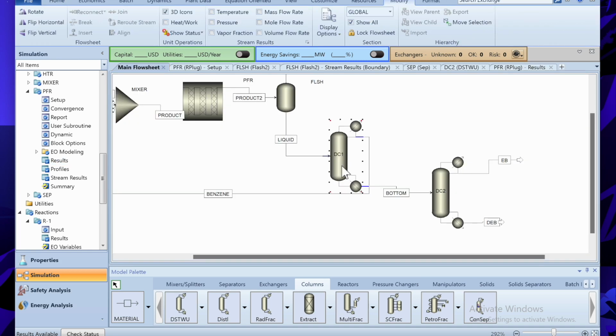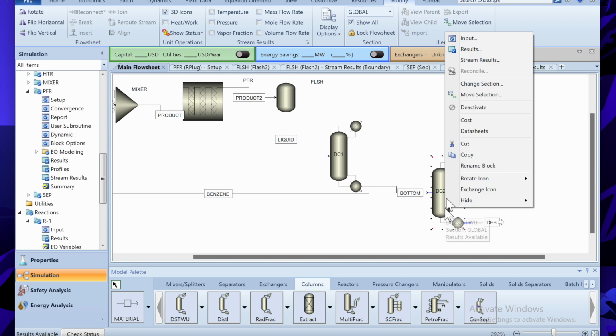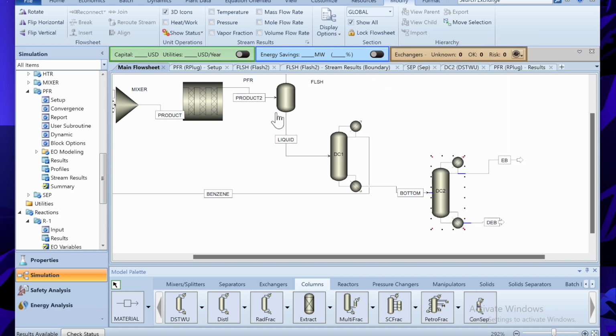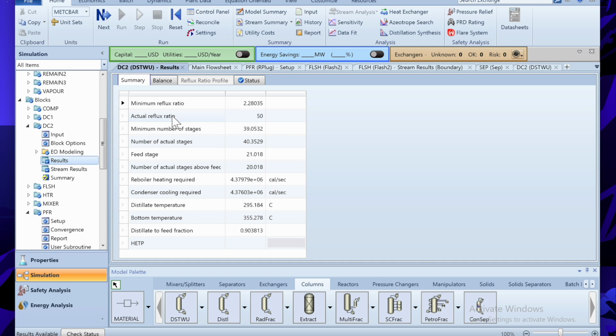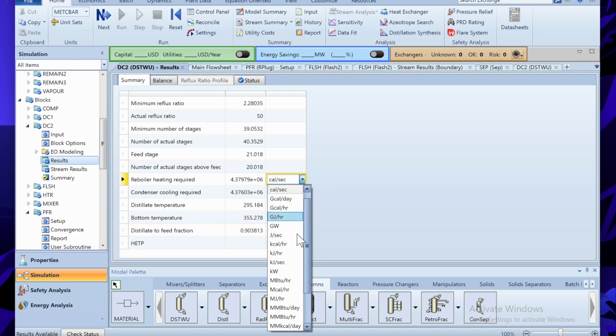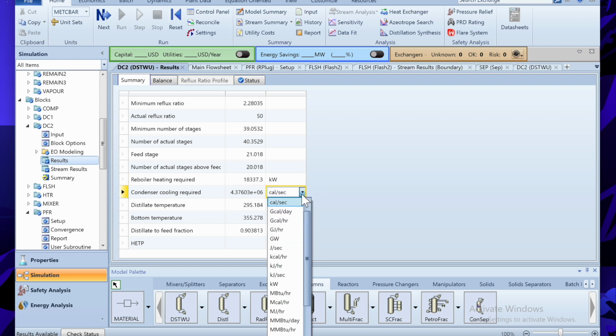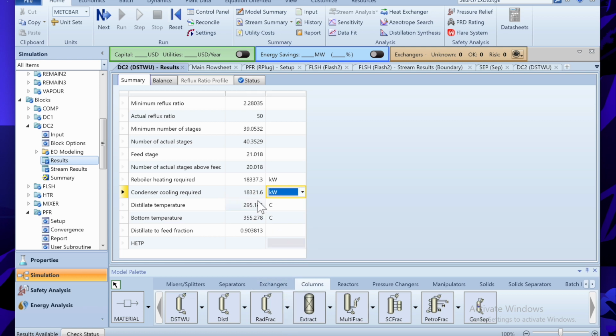You can also check the other results. The minimum reflux ratio is 2.28, your actual reflux ratio is 50, your feed stage is 21, and the actual number of stages is 40. It gives the distillate temperature, bottom temperature, everything. You can find out what different parameters we get from this simulation for this distillation column.